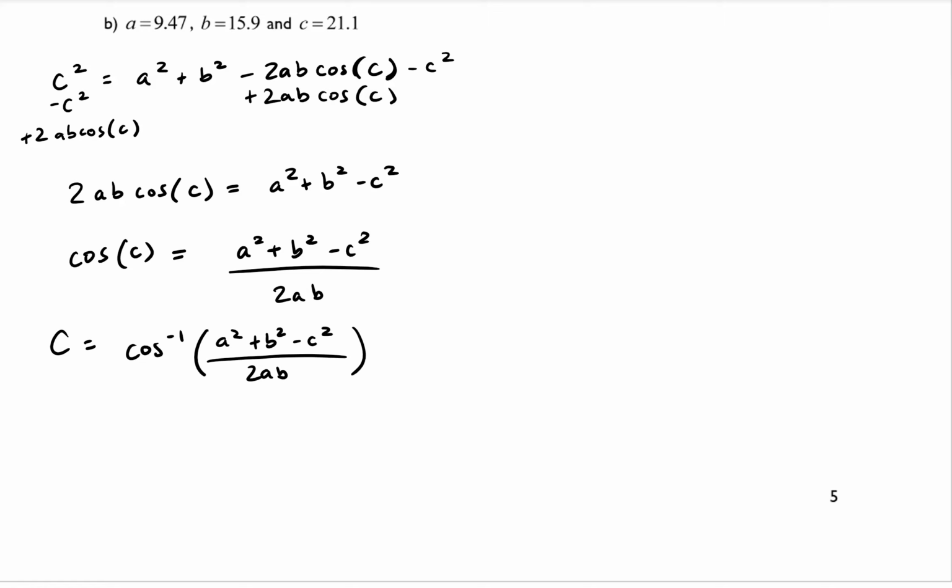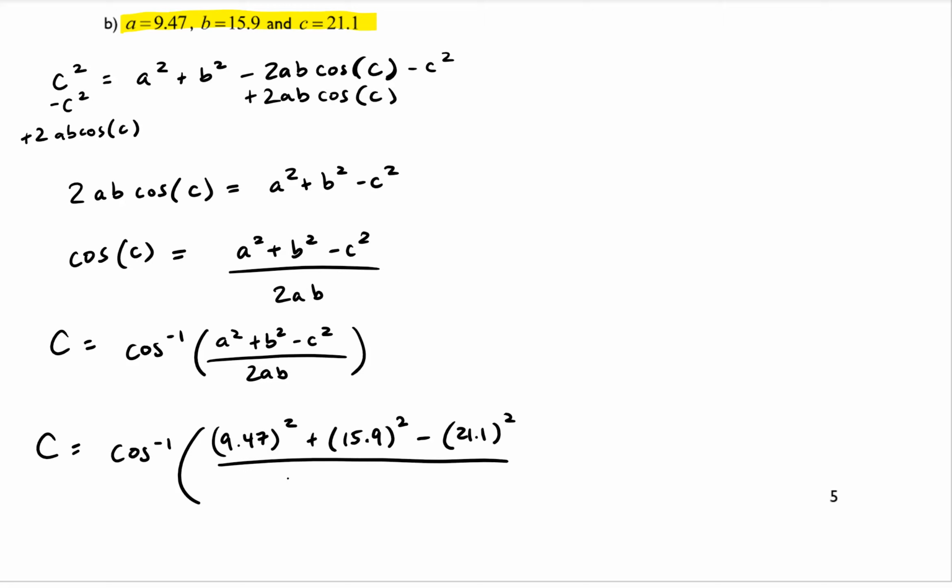Okay, so I've manipulated that equation algebraically, and now I can go ahead and plug in the values that we have highlighted here, and we find that C is equal to cosine inverse of 9.47 squared plus 15.9 squared minus 21.1 squared over 2 times 9.47 times 15.9. That's a lot to plug into our calculator.